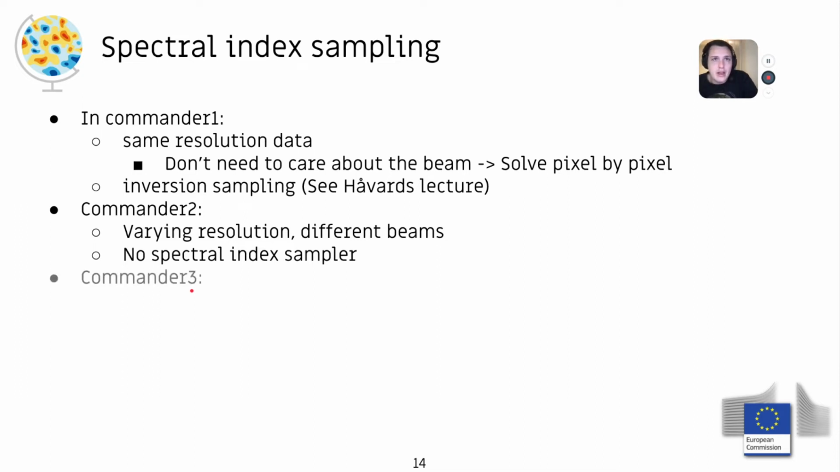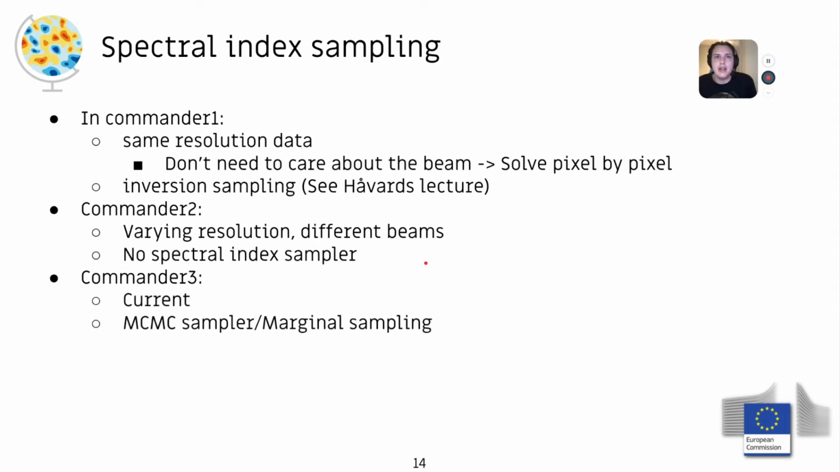And now in Commander 3, which is the current and latest version, Christian Newton Andersen and I implemented spectral index samplers for temperature and polarization separately. And now we use an MCMC sampler with a marginal sampling technique for temperature. And we'll get into this.